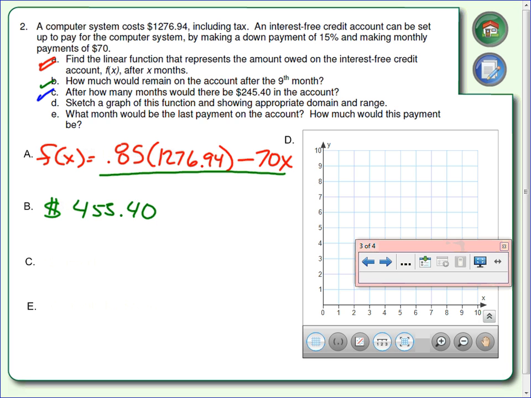C is a little backwards here. This time we want to know after how many months, so this time we're looking for the x, how many months would there be $245.40 in the account? So what I need you to do is go down the y column and see if you can find the $245.40. How many months would that be?